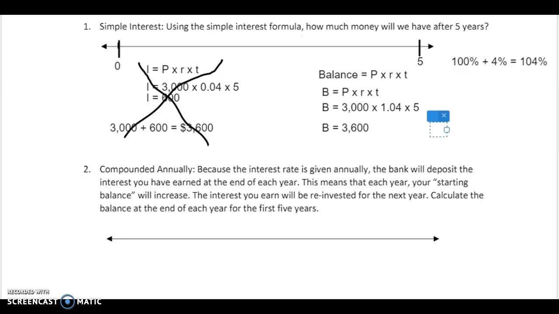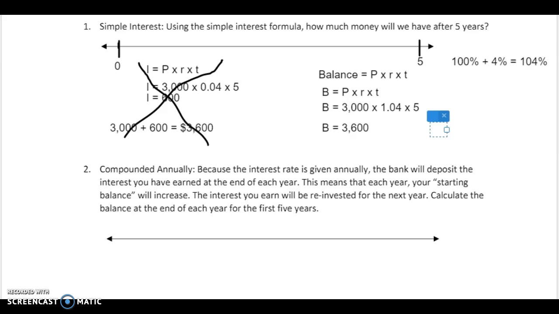Now looking at number 2, the first 2 words say compounded annually. Well, annually means once per year, right? An annual event happens once a year, so annually. Compounded means it's not going to be simple anymore. It's going to be a little bit more complicated. And this is what the banks actually do.